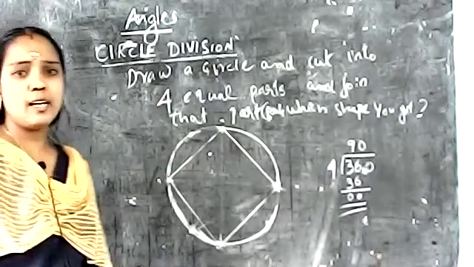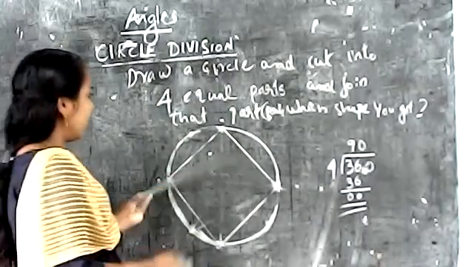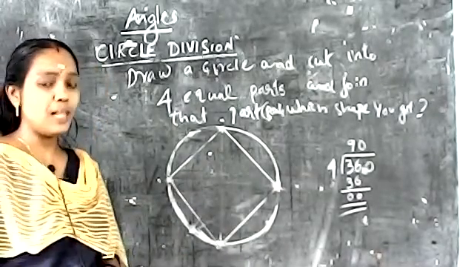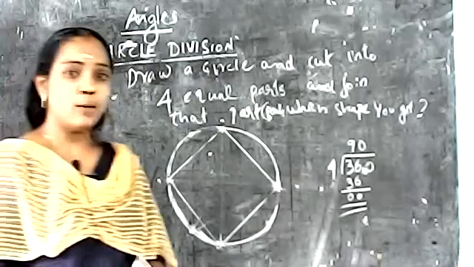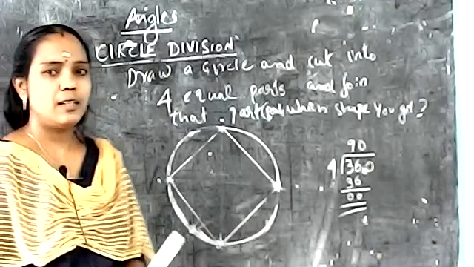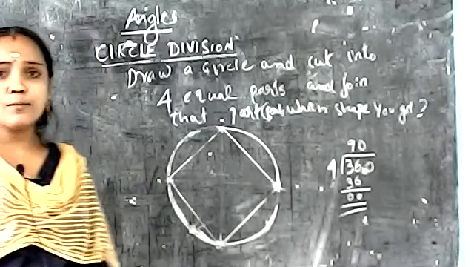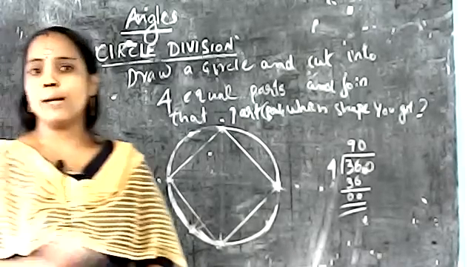How many sides? 4 sides. Measure it. What is the measure of each side? All sides are equal. 4 sides, 4 angles. What is the name of that figure? All sides are equal. What is the name? Square.